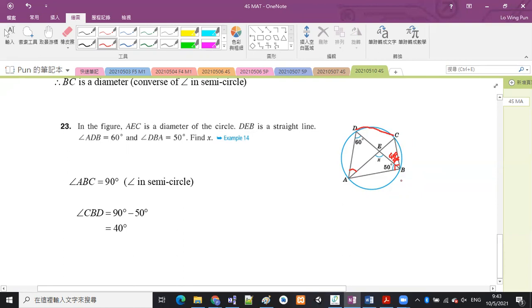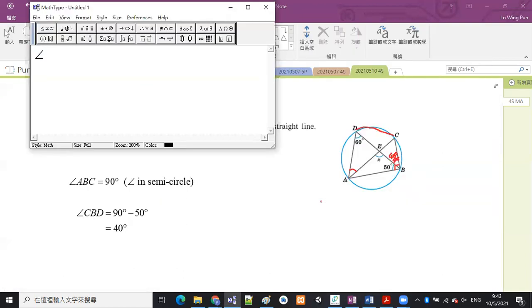And both of them are angle at circumference, so they will be equal to each other. Okay? So angle dot AC is equal to angle dot boy C. This is angles in the same segment. So both of them will be equal to 40 degrees.